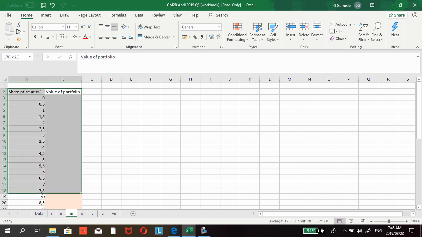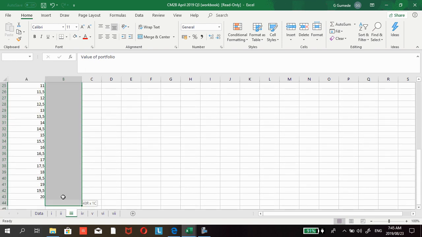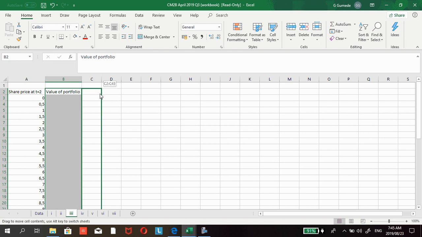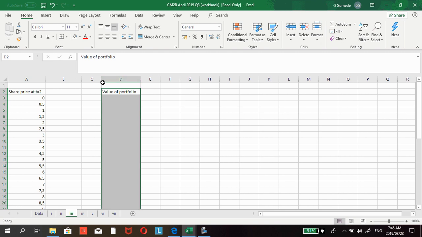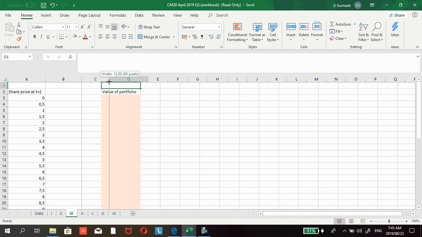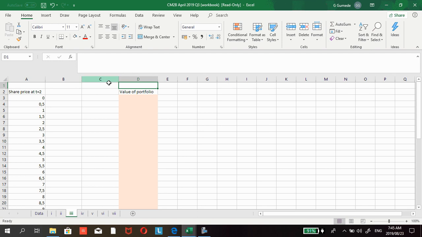So first of all, I'm going to move this column here. Okay, I'm going to move it here. Okay, so I'm going to extend here, and I'm going to extend this, and I'm going to put the call option payoff, and here I'm going to put the put option payoff. Okay, now what is the payoff at maturity?